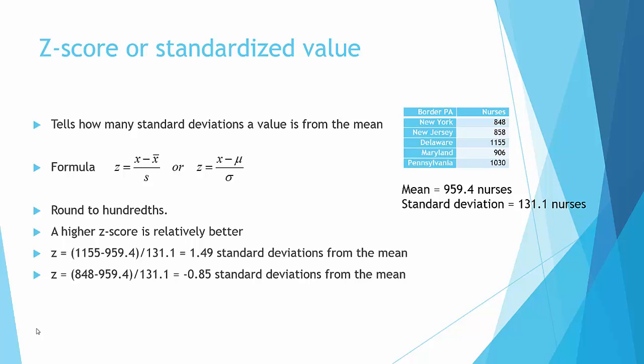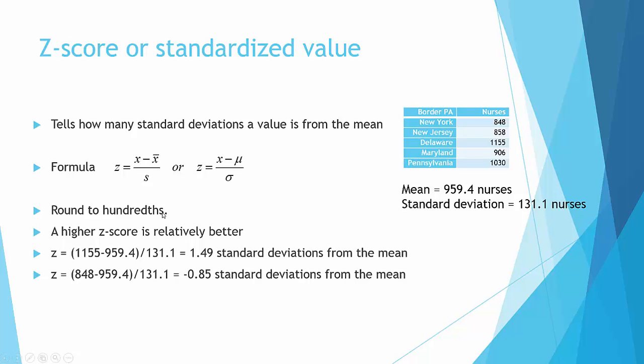So again, we have two formulas. The z-score is x, the data value, minus the mean divided by the standard deviation. Our second formula is the same concept but for the population. So the z-score is x, the data value, minus mu, population mean, divided by sigma, population standard deviation.